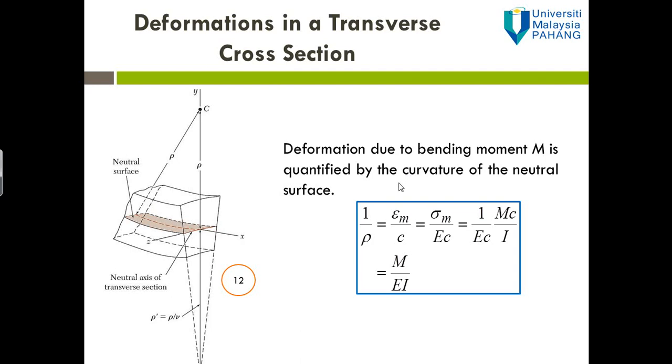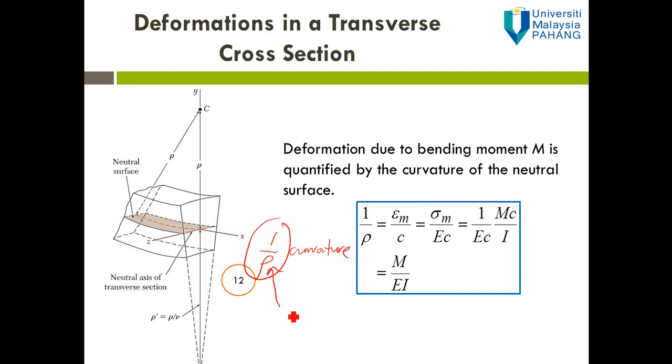Alright, the other important parameter is curvature. The deformation in the transverse cross section of the beam can be quantified by the curvature or radius of curvature. So what is the curvature? Curvature is given by 1 over rho, where this is what we call curvature. So what is the rho?